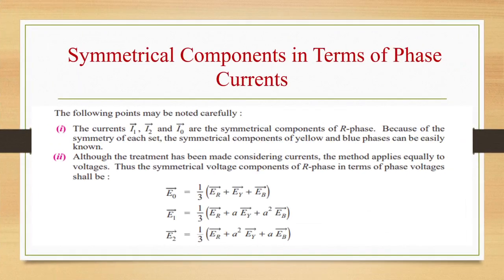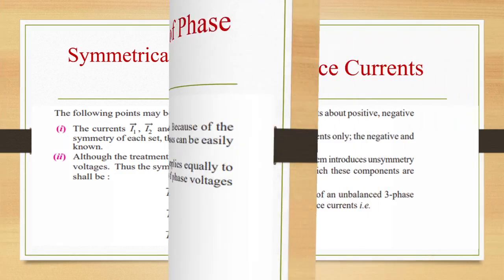We have to note down the following points when we are considering the symmetrical components in terms of phase currents. First point is currents I1, I2, I0 will be symmetrical components of R phase. Because of symmetry of each set, symmetrical components of yellow and blue phases can be easily known. So treatment has been made considering currents. The method applies equally to voltages. Thus, the symmetrical voltage components of R phase in terms of phase voltages will be: E0 is 1/3 of (ER plus EY plus EB), E1 will be 1/3 of (ER plus a EY plus a square EB), E2 will be 1/3 of (ER plus a square EY plus a EB).